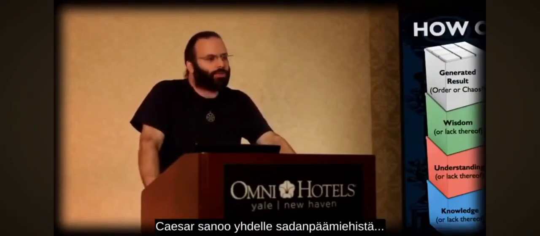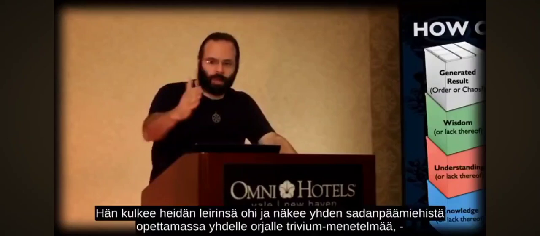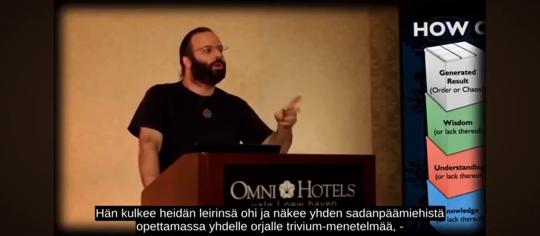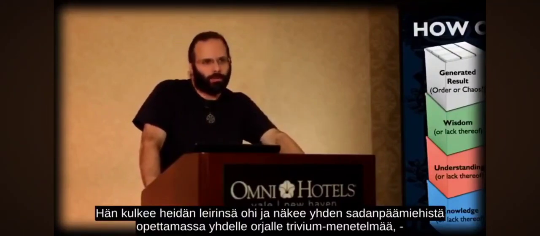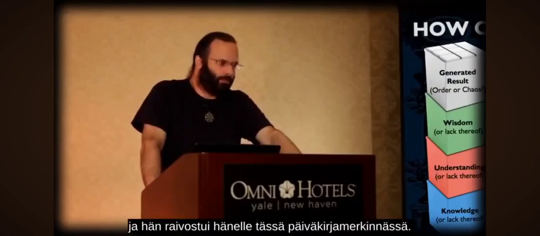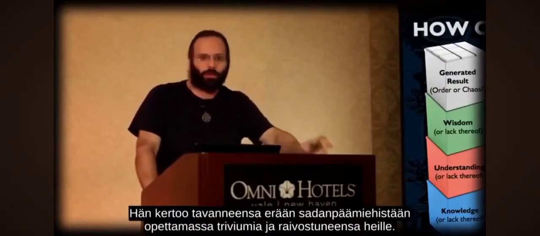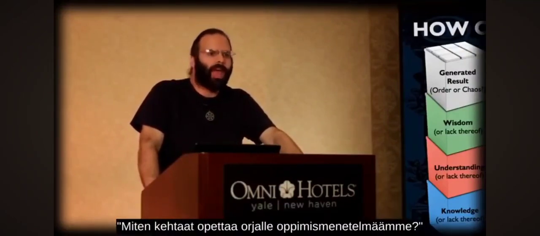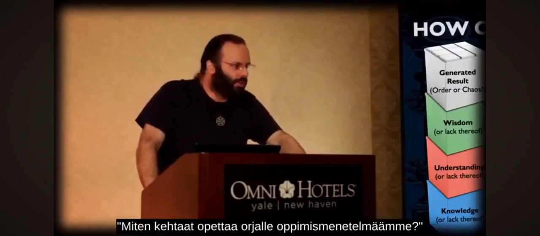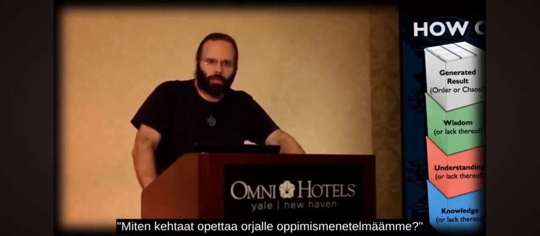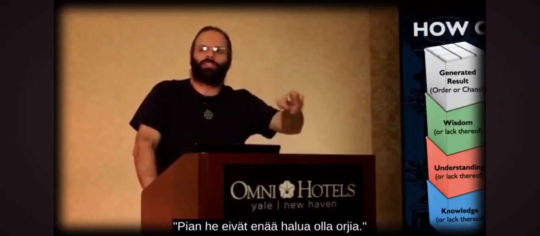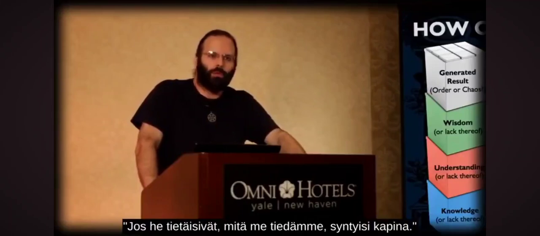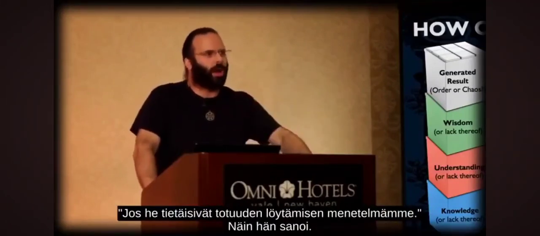Caesar is passing by their encampment and he sees one of the actual centurion leaders teaching one of the slaves the trivium method. And he flips out on him in this journal. He says, I caught one of my centurions teaching the trivium, and freaks out on him. How dare you teach a slave our method of learning? Soon they won't want to be a slave anymore. There'd be an uprising if they knew what we knew, if they knew our truth discovery methodology.